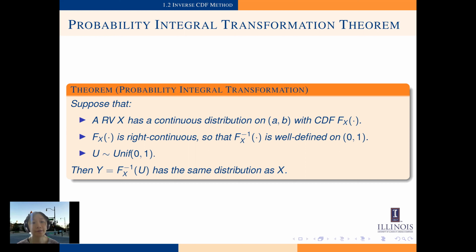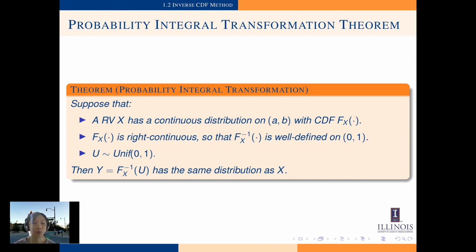Suppose that a random variable X has a continuous distribution on the interval (a, b) with CDF capital F_X(x). Let's further suppose that the CDF F_X is right continuous so that the inverse of the CDF, F_X inverse of x, is well defined on the interval from 0 to 1. Let's further assume that there is a uniform random variable U between 0 and 1.